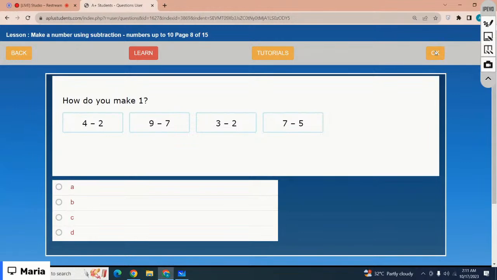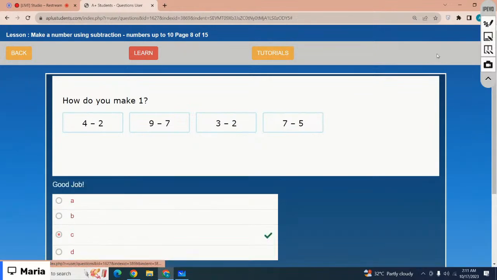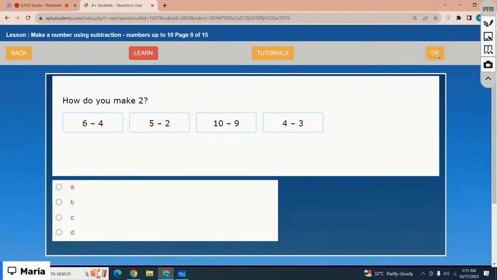How do you make 1? Which is the correct option? Very good. That is option number C. 3 take away 2 is 1. The correct option is 3 take away 2.